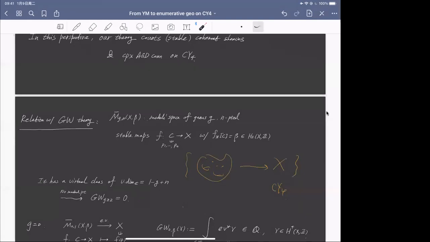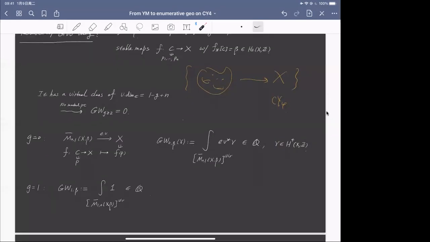So for example, if you consider genus bigger than or equal to 2, there's no holomorphic curve anymore. That means Gromov-Witten theory for genus bigger than or equal to 2 is trivial on Calabi-Yau fourfolds. So there are only two cases to consider, genus 0 and genus 1. Let's consider genus 0 first. So we consider genus 0 one-pointed stable maps.